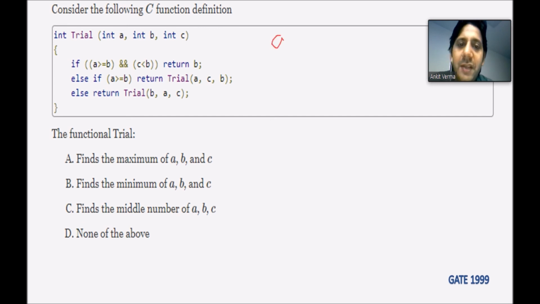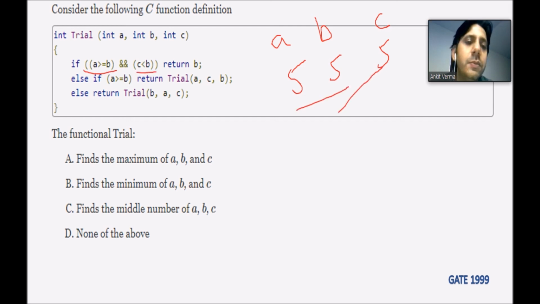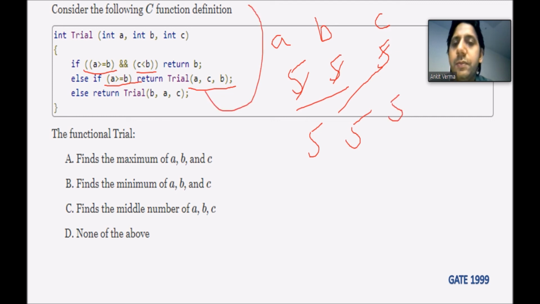So I am giving you one more example which will help you out. Now I will take the values of A, B and C as 5, 5, 5. Now you check, is A greater than or equal to B? Yes. Is C less than B? No. Return A, C, B.